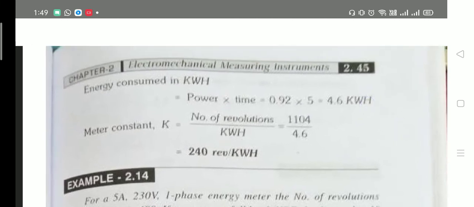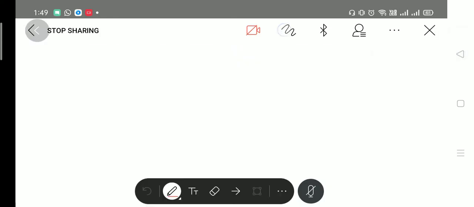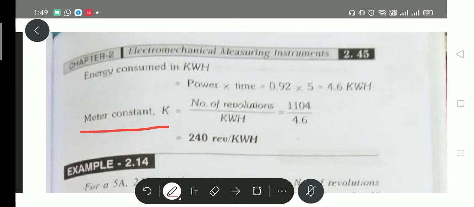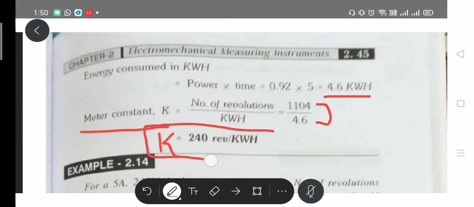Now, we can find the meter constant, that is number of revolutions by kilowatt hour, that is speed by energy, right. Here is given number of revolutions already, 1104, by the energy. So, 4.6 kilowatt hour. So, we will get the meter constant K is equal to 240 revolutions per kilowatt hour, right.